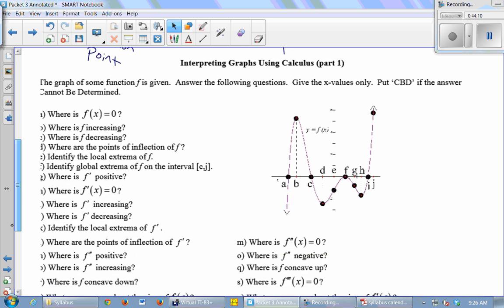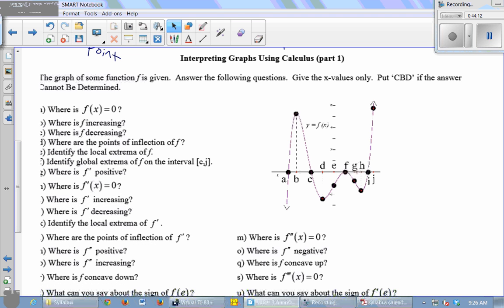All right, so interpreting graphs using calculus. This is a 3-part activity we're going to work on for the next several classes. So today is part 1. This is completely conceptual. I haven't given you any formulas, so there are no calculations to do. This is to help you wrap your brain around positive, negative, increasing, decreasing, concave up, concave down, f prime, f double prime, and how they all relate.